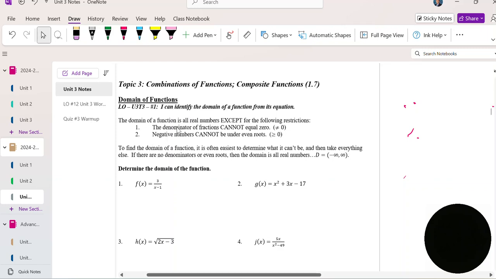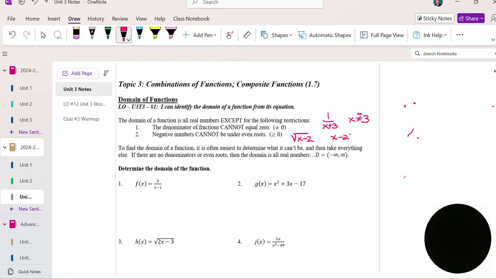The domain of a function is all real numbers, so the default is all real numbers, except in the following situations. When the denominator of a fraction, like for example 1 over x plus 3, is zero, you know that x cannot equal negative 3, whatever makes the bottom 0. And also, negative numbers cannot be under radicals. So if you have the square root of x minus 2, you know that x minus 2 has to be greater than or equal to 0. So x has to be greater than or equal to 2.